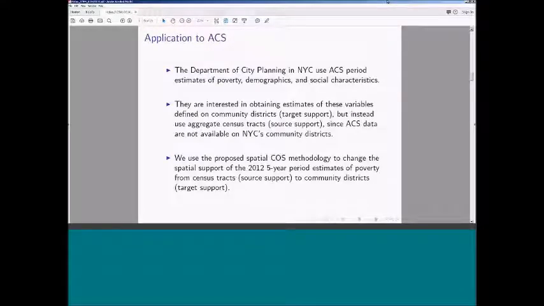Next slide. Okay. So as I mentioned, the Department of City Planning in New York City used ACS period estimates of poverty, demographic, and social characteristics, and they're interested in obtaining these variables defined on community districts. So that's the target support I mentioned earlier. But instead, they use an aggregate of census tracts. So that's the source support. They do that because the ACS is not available on their geography of interest, which is New York City's community districts. So we proposed this spatial change of support methodology to change support of the 2012 5-year period estimates of poverty from census tracts to the community districts. So next slide.